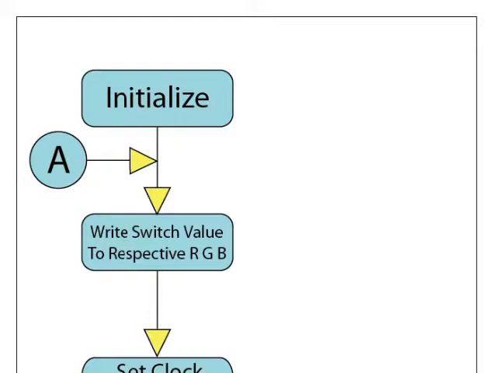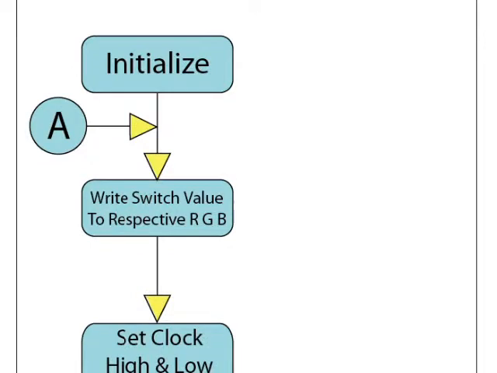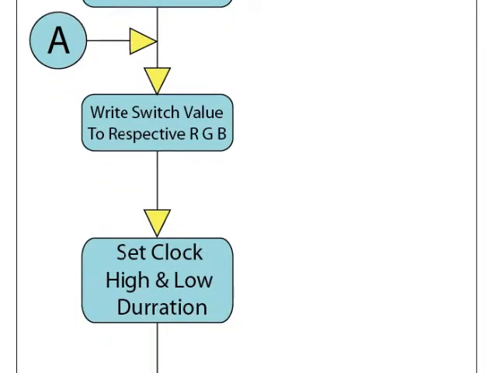Once we're done initializing, we write the switch values to their respective RGB values. This allows us to control the color for each channel. Then the next step is we set our clock high and clock low durations. This sets how long we want our clock to be high and how long we want our clock to be low as it is oscillating.